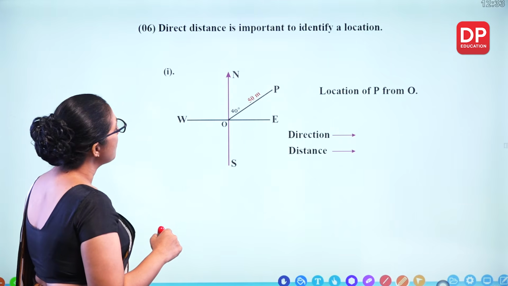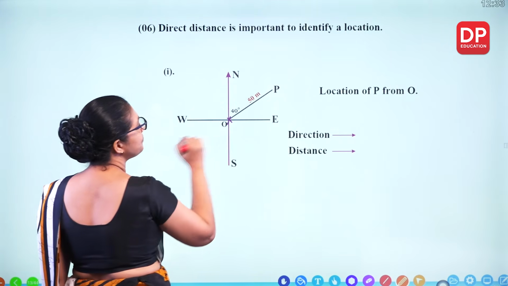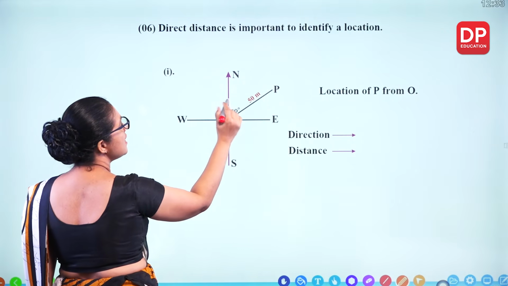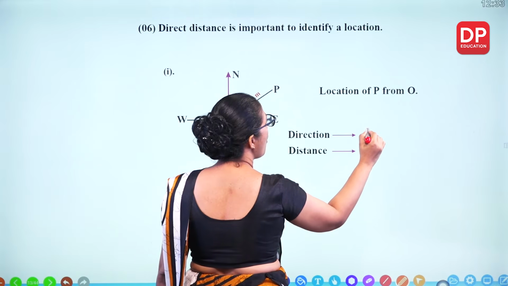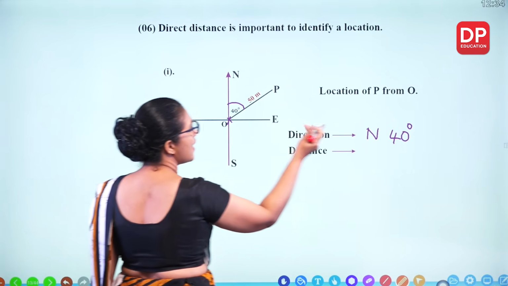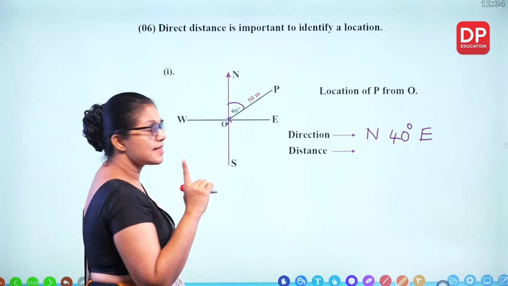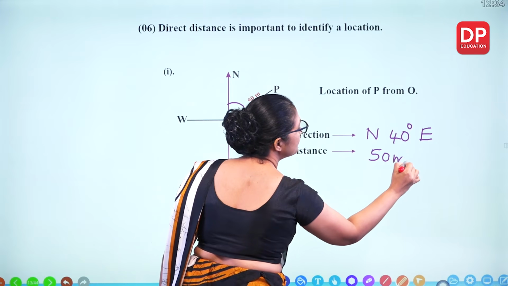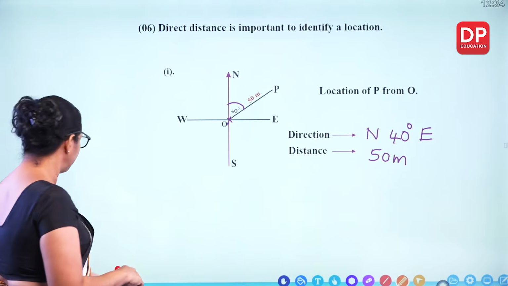Look at this diagram. Location of P from O. What's the direction? The direction is 40 degrees from north. So north 40 degrees towards the east side. And what's the distance? It's given as 50 meters. So you need to give the distance and the direction.